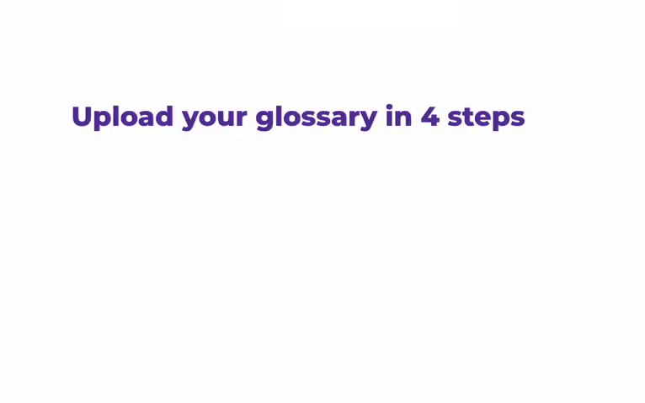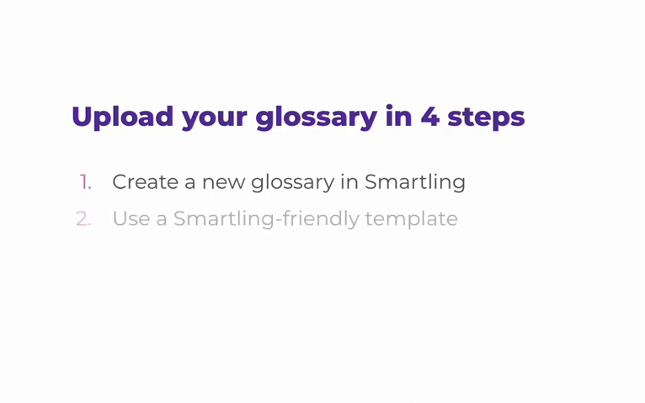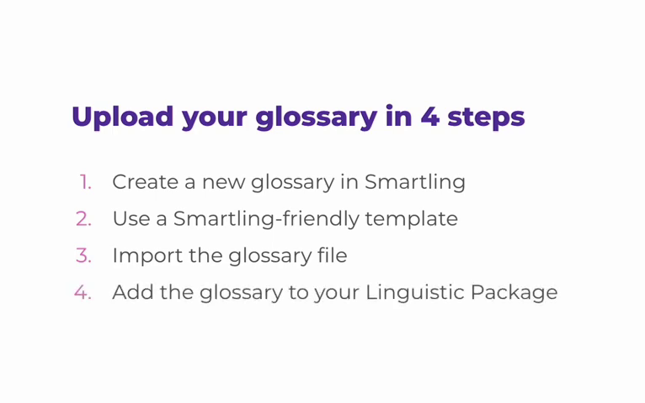To upload your glossary to Smartling, please follow these steps. First of all, you need to create a new glossary in your Smartling account. You can think of this as an empty container that you will import your glossary file into. You then need to ensure that your glossary file follows a format that is recognized by Smartling. Once your glossary file is ready in the correct format, you can simply import it to Smartling. After your glossary has been imported, you can then add it to your linguistic package to make it available to the translators.